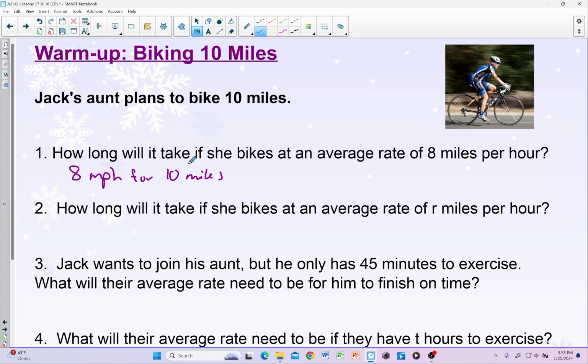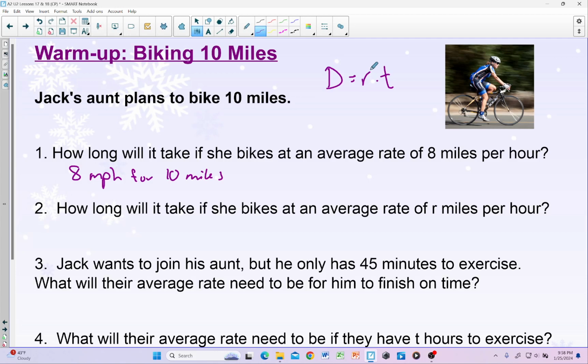So if we think about this, how long will it take? Well, do we have any sort of relationship here that we can use? Well, you might be familiar with the equation distance equals rate times time. D equals RT. Maybe if you've taken science or physics, you might have seen that equation. So that's kind of the way that we have to deal with this. So 10 miles, and she goes 8 miles per hour.